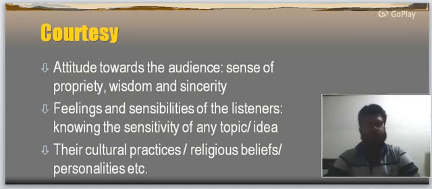First of all, let's talk about courtesy. Now, courtesy is actually a reference to the speaker's attitude towards the audience, how he should behave with them. And if he develops a kind of sincere, wise, and affectionate relationship with the listeners, it contributes to make your communication effective.